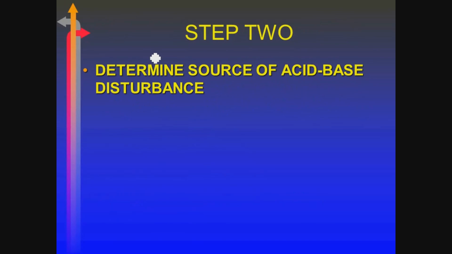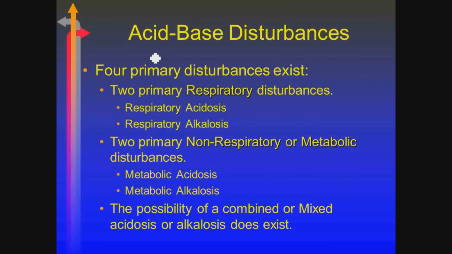Step 2 is to figure out who's causing it. There are 4 primary disturbances that are present. 2 that are caused by a respiratory problem, respiratory acidosis, respiratory alkalosis. 2 that are caused by a non-respiratory or metabolic disturbance, metabolic alkalosis, metabolic acidosis. It's got to fit into one of the 4 boxes. Actually, technically, no, because I can have 2 processes going on simultaneously, what we call a mixed problem. But for right now, we're not going to worry about mixed problems.